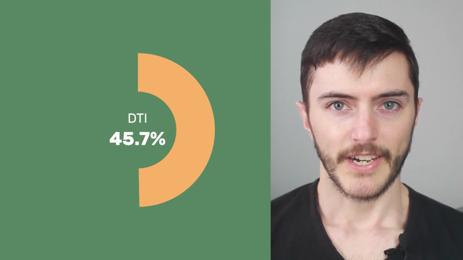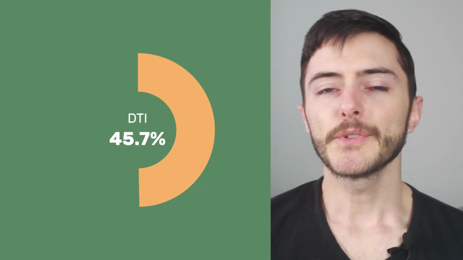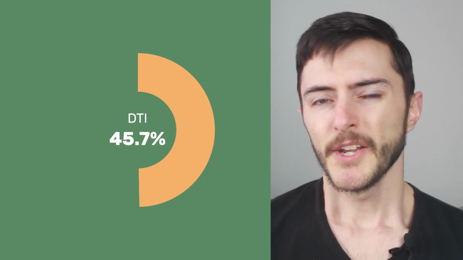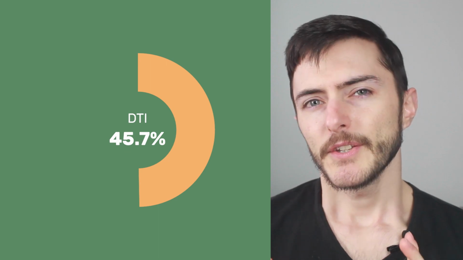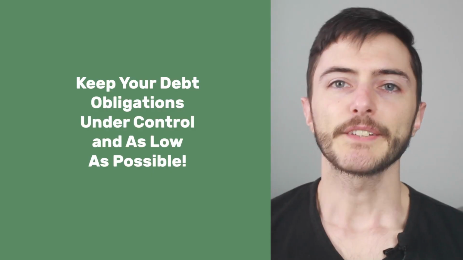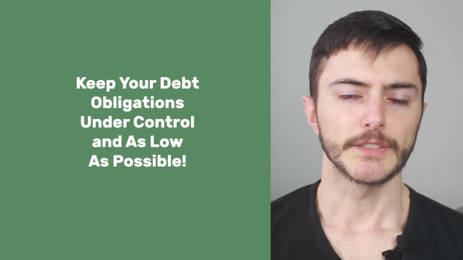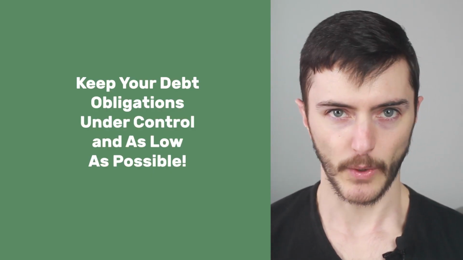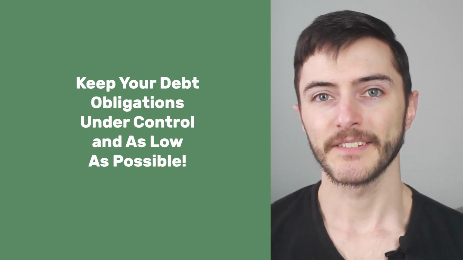So using our earlier example, if your DTI is 45.7%, you're probably doing okay being able to pay for everything. You're probably not stressing too bad, but you might not be saving as much money as you'd like to. Now, if you're up to 49%, you're probably feeling that a lot more. You might have to work to make your budget last you from paycheck to paycheck. And that's why it's so important to keep your debt obligations, meaning the money that you have to pay back to creditors, under control and as low as possible.